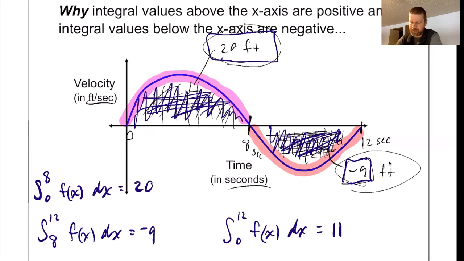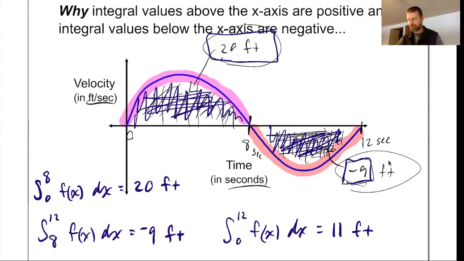Since this particular function is measuring velocity over time, we already found out that these values actually have a unit. That would be 20 feet, which means you moved 20 feet forward. This would be -9 feet, which means you moved 9 feet backward. That would be 11 feet, which means the net result was a net movement of 11 feet forward.